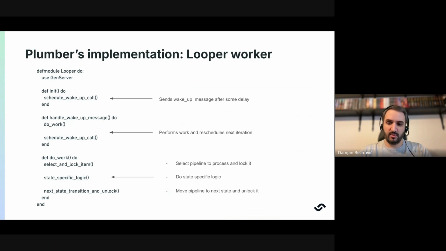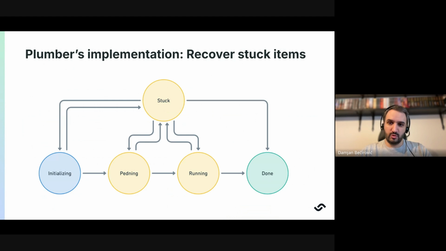Now, there is one problem with this approach, and that is, what if something breaks in the state-specific logic step. As we said previously, the looper process will be restarted by the Elixir supervision tree, but the particular pipeline will remain locked in the database. To solve this problem, we can look at all pipelines that are locked for longer than expected as being in the new stuck state.